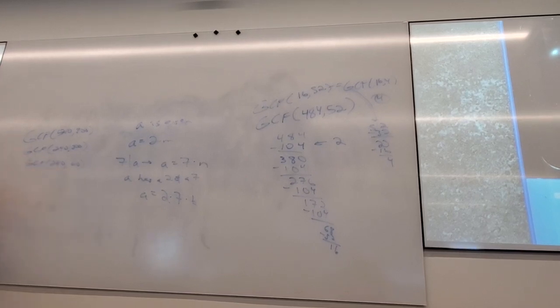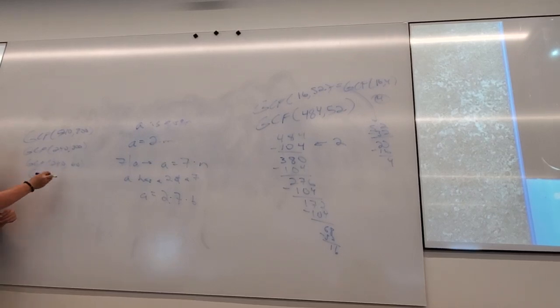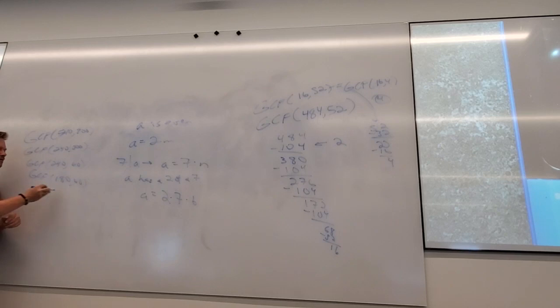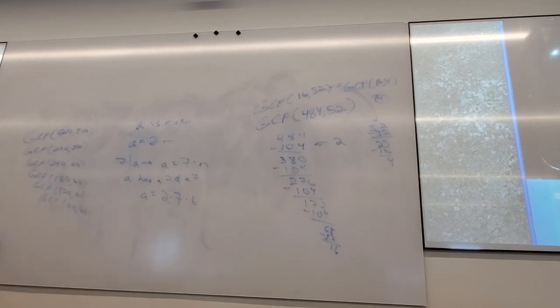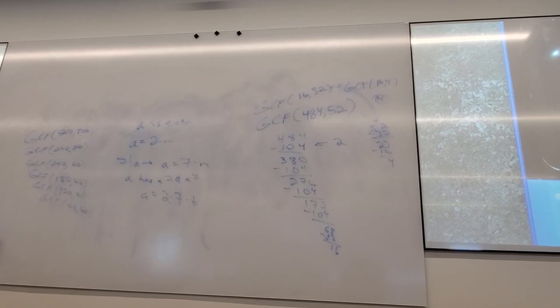60. Oh, yeah. You can keep going. Subtract 60. Now this works so well. What's the GCF of 60 and 60? 60. Okay. So you really just do it until you can see it.